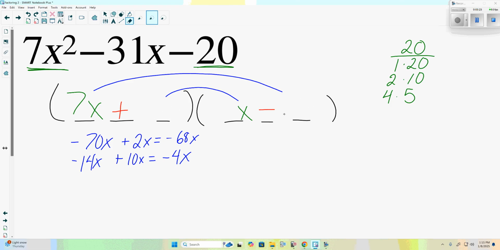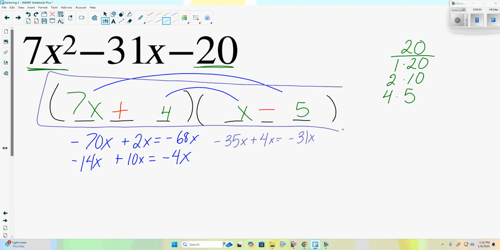So what do we want to try next? 4 and 5. And we'll try this again. 7x times negative 5 is going to be negative 35x. 4 times x is plus 4x. And negative 35x plus 4x is negative 31x. Is that the middle term we wanted? So these are our factors.